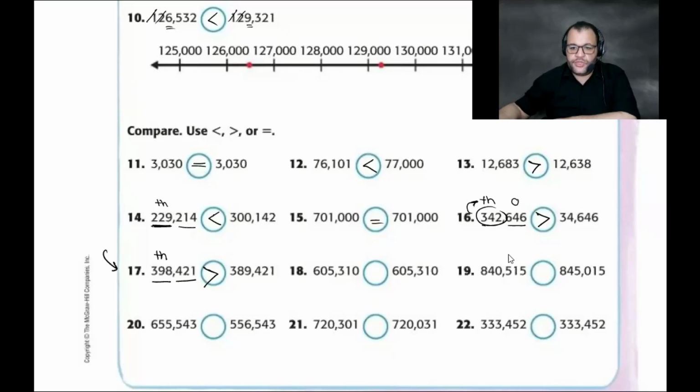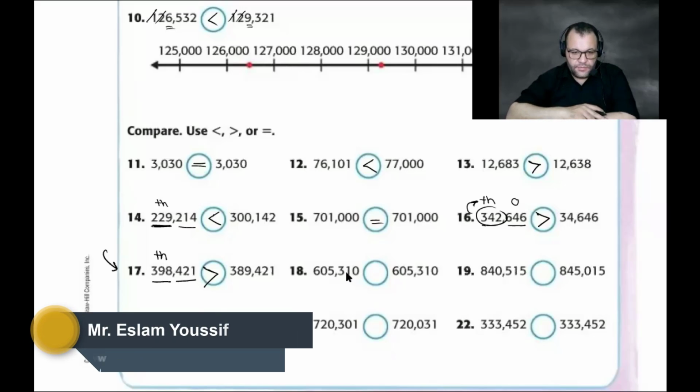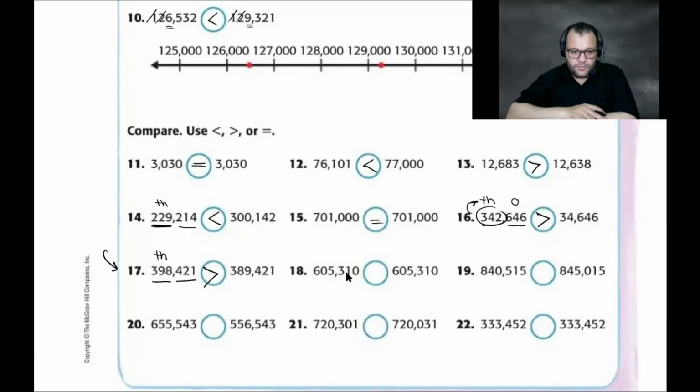We need Ryan to solve this one. Number 18. It's equal. I'll say the numbers. 605,310 and 605,310. Okay.